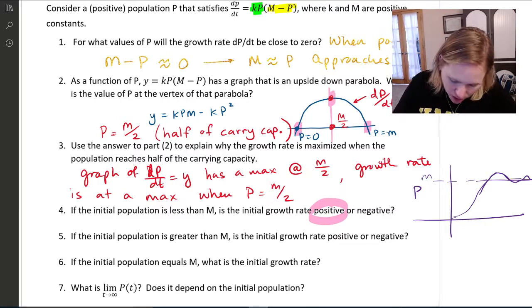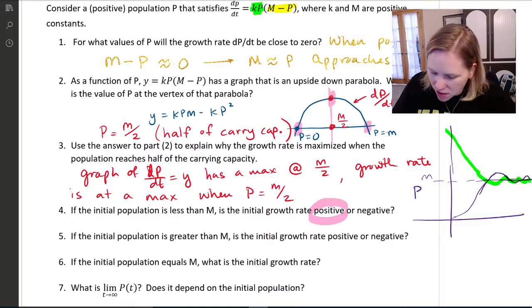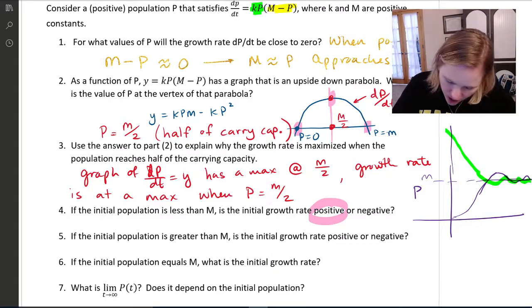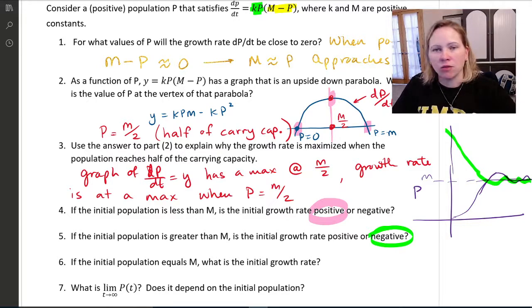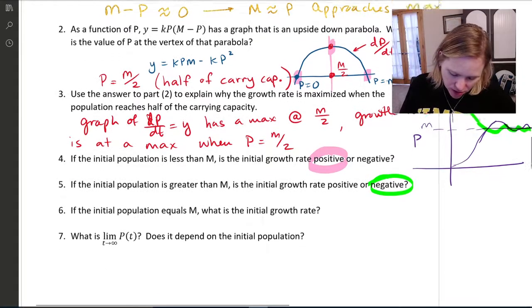So if the initial population is greater than m, what that means is my initial population is up here. It goes down, and it might go down a little bit. But anytime we're above that m, that carrying capacity, we're going to have a negative growth rate. We're going to decrease our population until we hit that. So we have enough agar for 100,000 bacteria. If we put 200,000 in there, it's going to decrease. It can only support that. Makes sense, right?